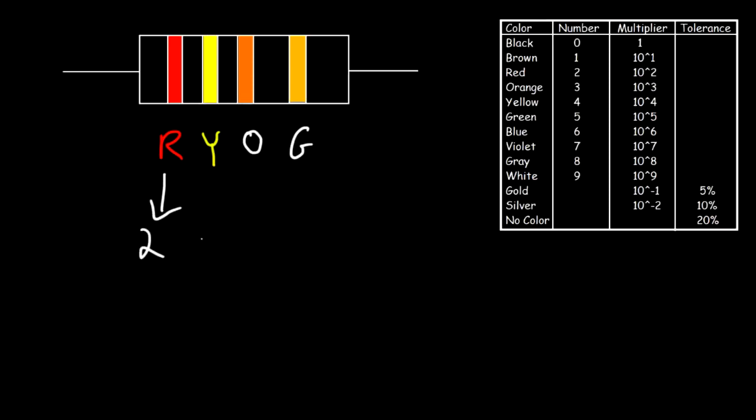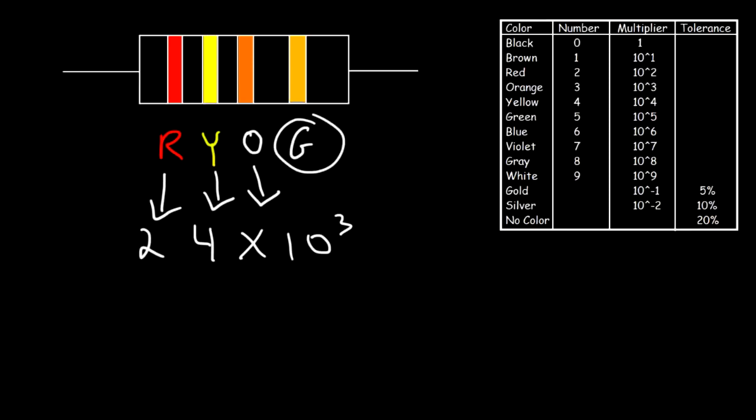That's the first digit. The second color, yellow, correlates to the second digit. And based on the table, yellow is associated with 4. So you can have 24. O, or orange, is 3. But the third number is the multiplier. The first 2 colors correspond to the first 2 digits. The third color corresponds to the multiplier, which is 10 to the third. So this is 24 times 10 to the third.